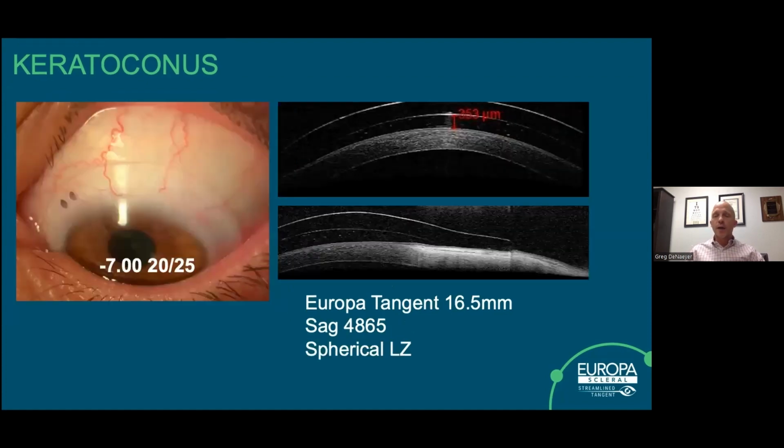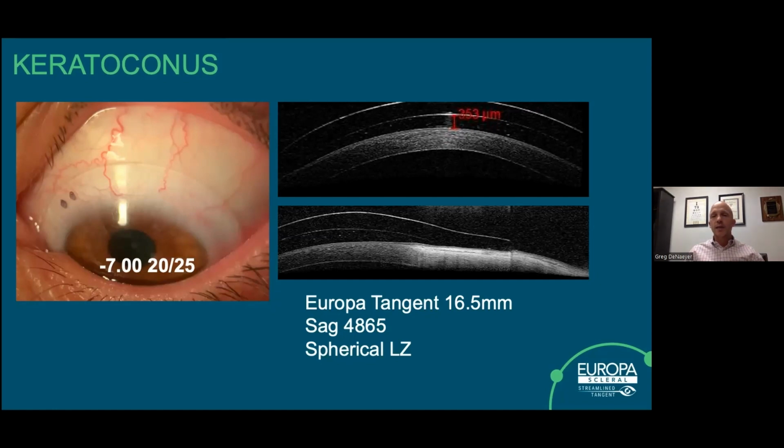For her left eye, I also fit her with the Europa Tangent design, 16.5 millimeters, with almost the exact same amount of sag, just a little over 4,800 microns. But because this patient's left scleral surface is spherical, we incorporated a spherical landing zone. We really get the same nice, even fit without compression or edge lift, but with a spherical landing zone. And with -7 power, she's able to see 20/25.